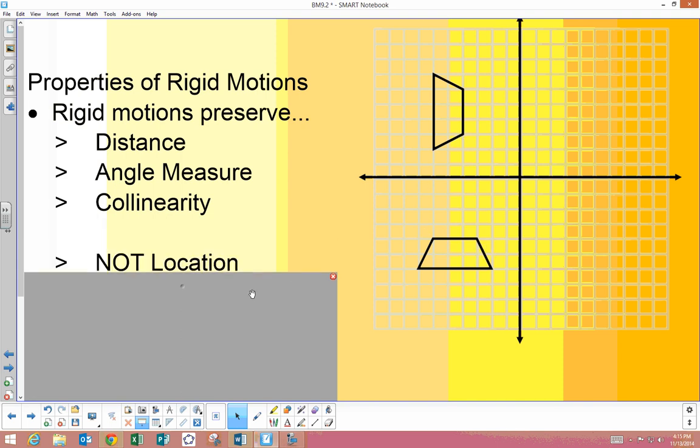Rigid motions do not preserve location though. And that should seem obvious. These might be the same size, same shape, but they are in 2 different spots. So location is the one that's not preserved.